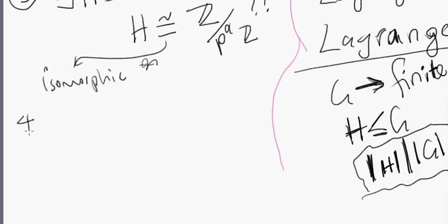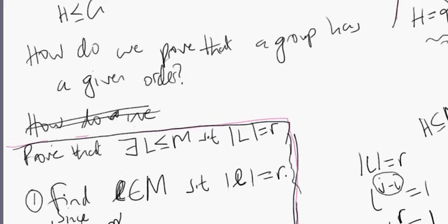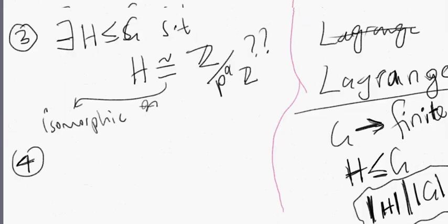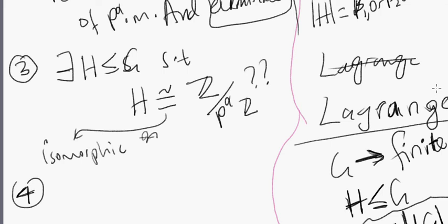All right. What is the fourth possibility, is the question. Is there any other way we can show that there is a subgroup of a given order? Let's see, are we running dry here? Do we have anything else?